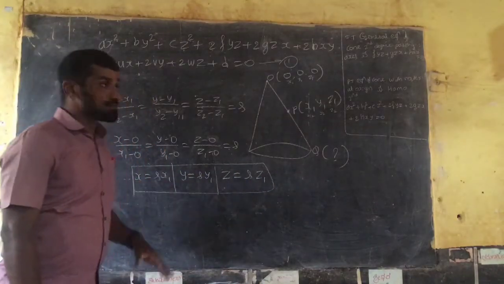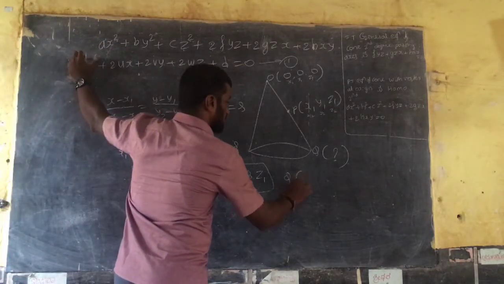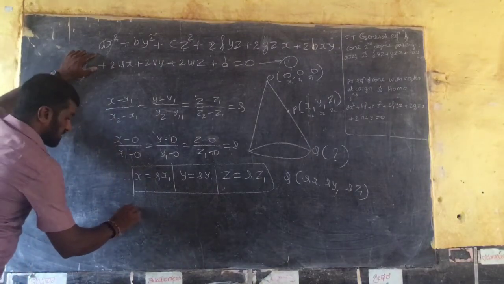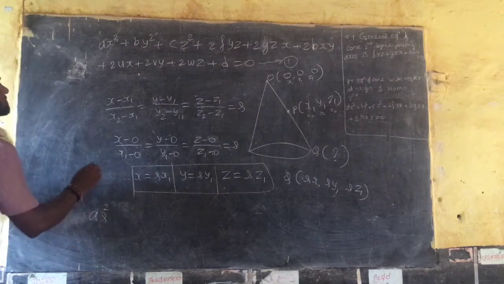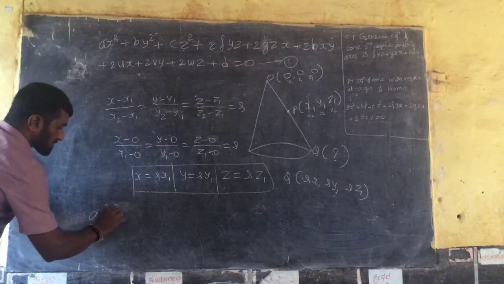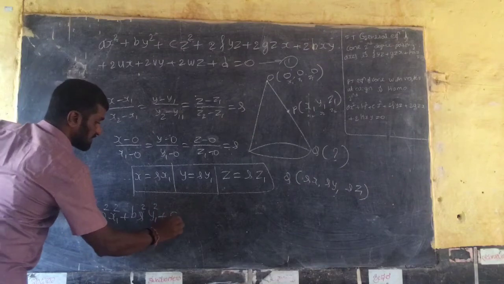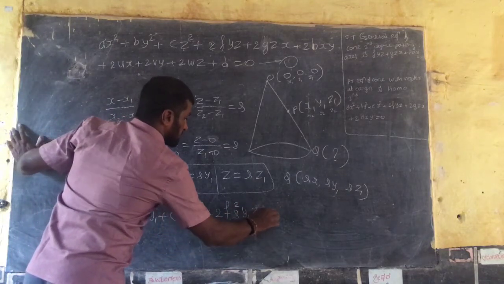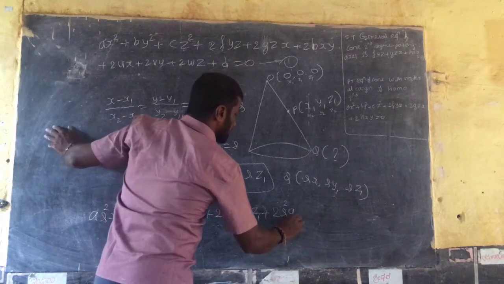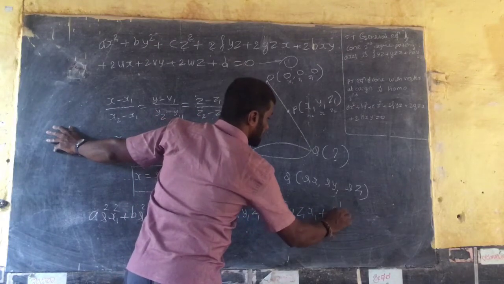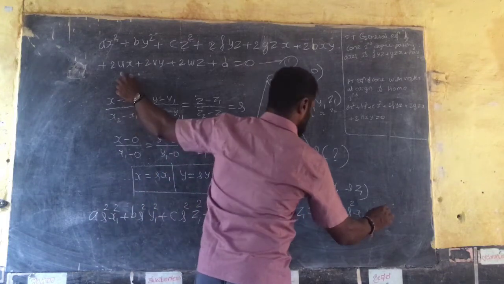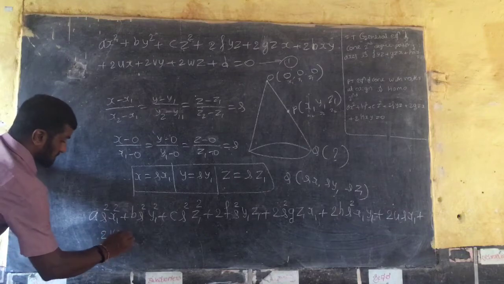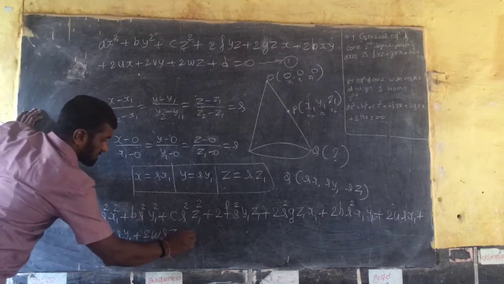Put the x, y, z values in this equation. What happens? These are the coordinates of point Q: r x1, r y1, r z1. So putting these values in this equation, what do we get? a r² x1² + b r² y1² + c r² z1² + 2f r² y1 z1 + 2g r² z1 x1 + 2h r² x1 y1 + 2u r x1 + 2v r y1 + 2w r z1 + d equals 0.